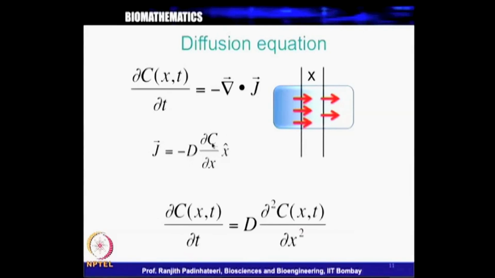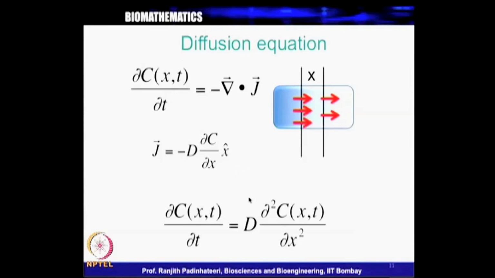If j is given by minus d del c by del x, and if we substitute this in this equation, we will get something called the diffusion equation, which is essentially this: del c by del t is equal to d del square c by del x square. Del c by del t is d del square c by del x square. So, this equation is called the diffusion equation.